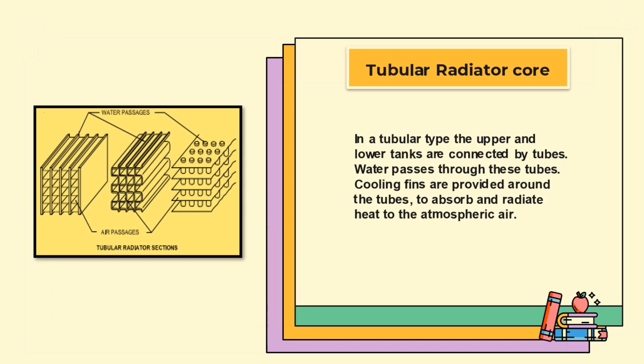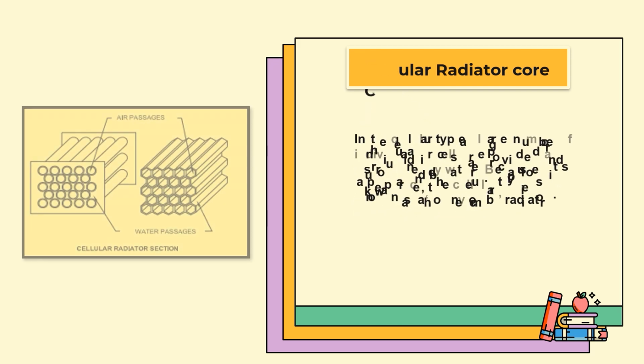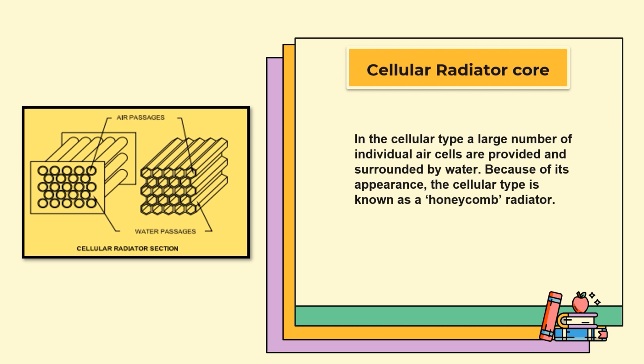Tubular radiator core. In a tubular type, the upper and lower tanks are connected by tubes. Water passes through these tubes. Cooling fins are provided around the tubes to absorb and radiate heat to the atmospheric air. Cellular radiator core. In the cellular type, a large number of individual air cells are provided and surrounded by water. Because of its appearance, the cellular type is known as honeycomb radiator.